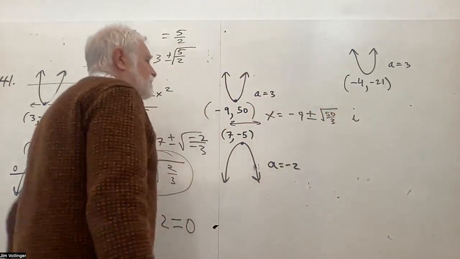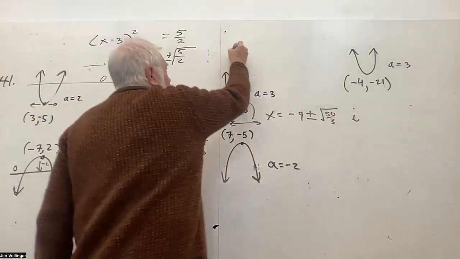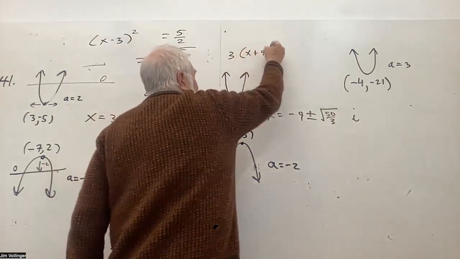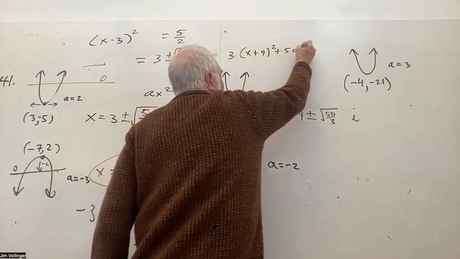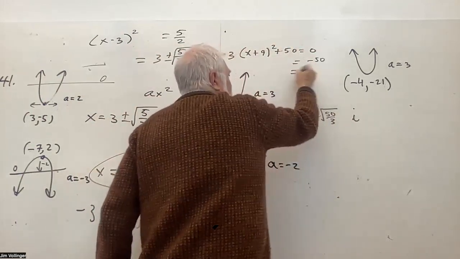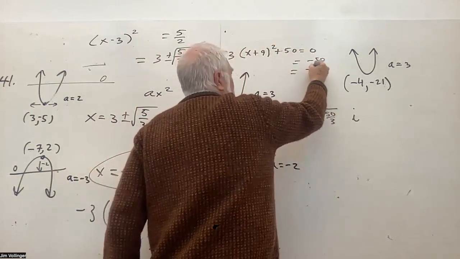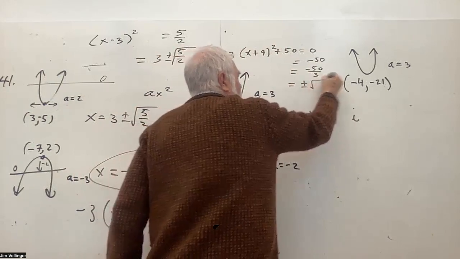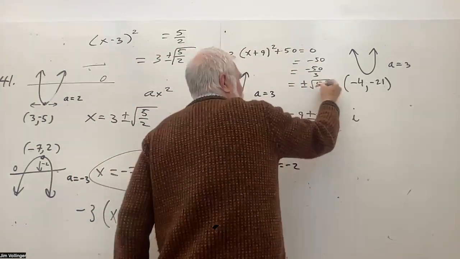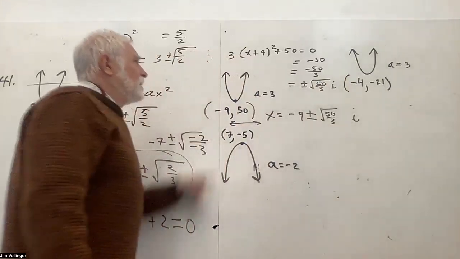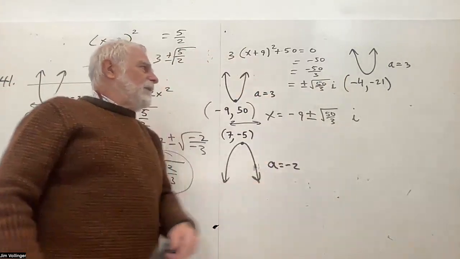All right, that was our first imaginary one, so let me show you why that's true. So 3 times (x plus 9) squared plus 50 equals 0. First step, subtract 50, divide by 3, negative 50 over 3. Next step, plus minus the square root of 50 over 3 i, and you can see that part of it, okay? And positive 9 becomes negative 9.